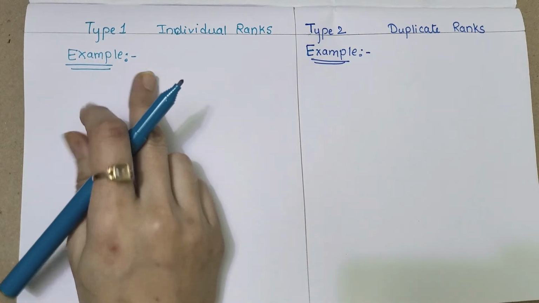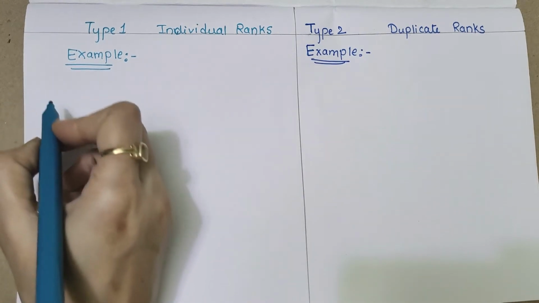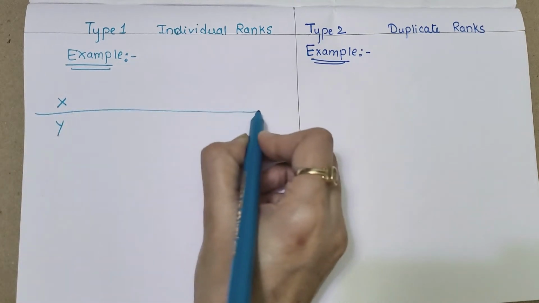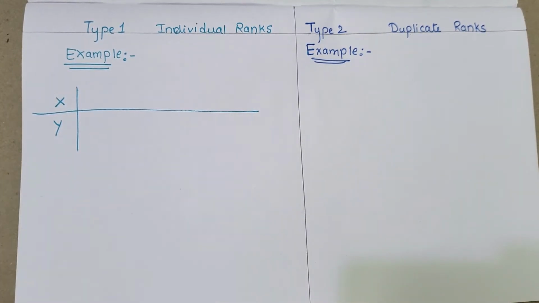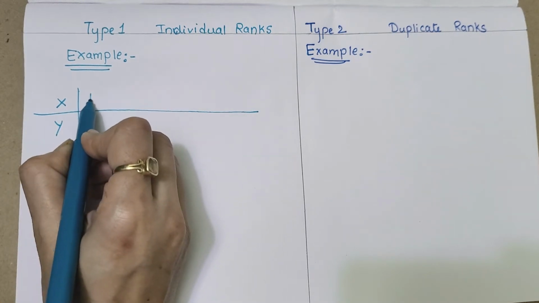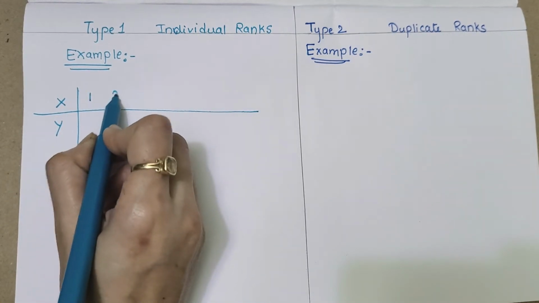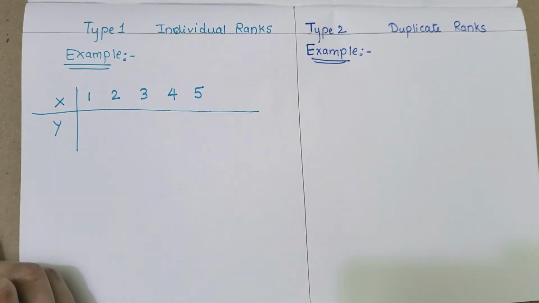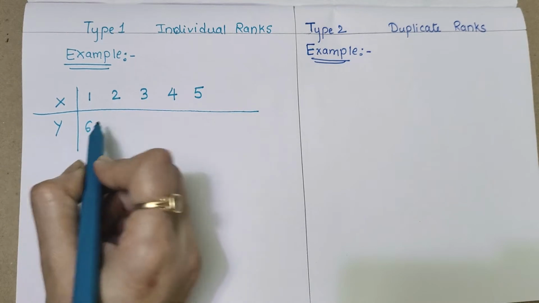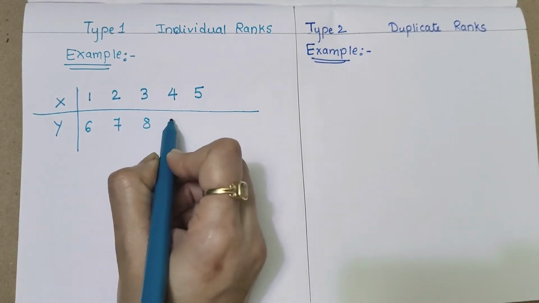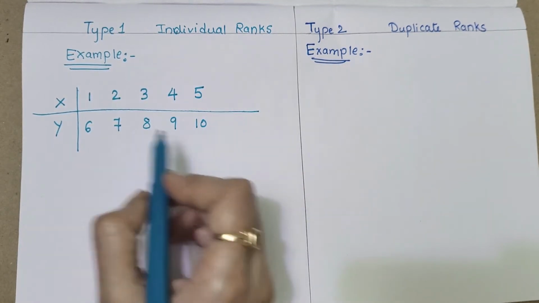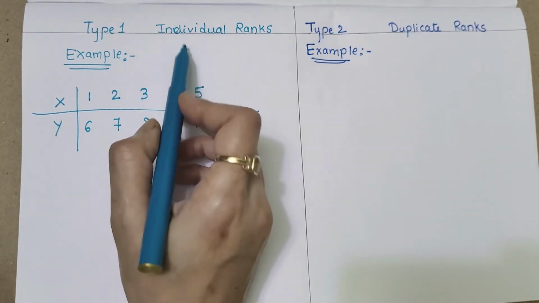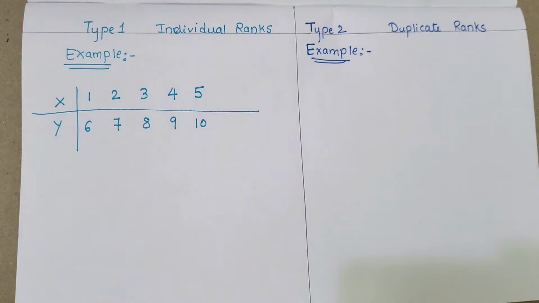An example of individual ranks: the question will be like this. Suppose we have x and y given. The x ranks will be 1, 2, 3, 4 and 5. The y ranks will be 6, 7, 8, 9, 10. You can see that the values do not repeat at all. So these are called individual ranks.